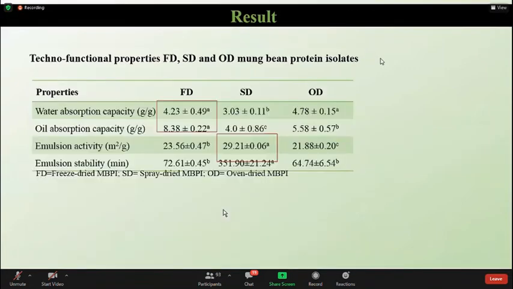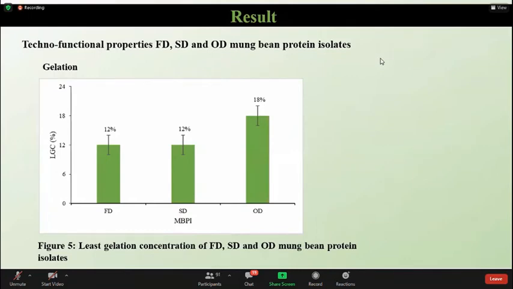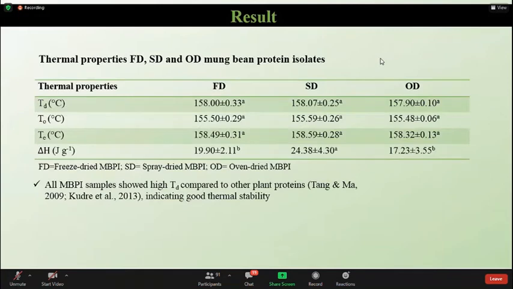This basically shows water absorption capacity, oil absorption capacity, and also emulsion capacity, with some differences in terms of the data. And also look at the freeze drying. See, the freeze drying gives the LGC. LGC stands for least gelation concentration. It requires a lower percentage to form gel as compared to oven drying, and also slightly lower than spray drying. These are the thermal properties of the sample, a comparison between freeze drying, spray drying, and oven drying.